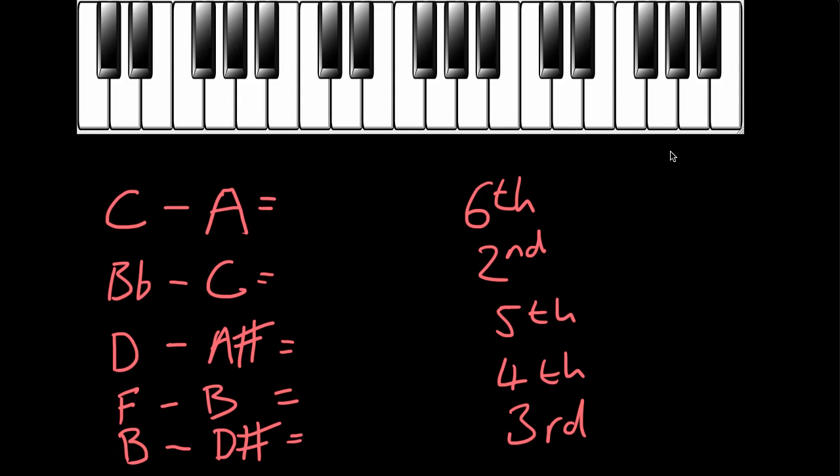Just to remind you, when we're dealing with fourths and fifths, we talk about a perfect fourth and a perfect fifth. When we're dealing with seconds, thirds, sixths or sevenths, we normally talk about a major second, third, sixth or seventh if the second note of that interval belongs in the major scale of the first note.